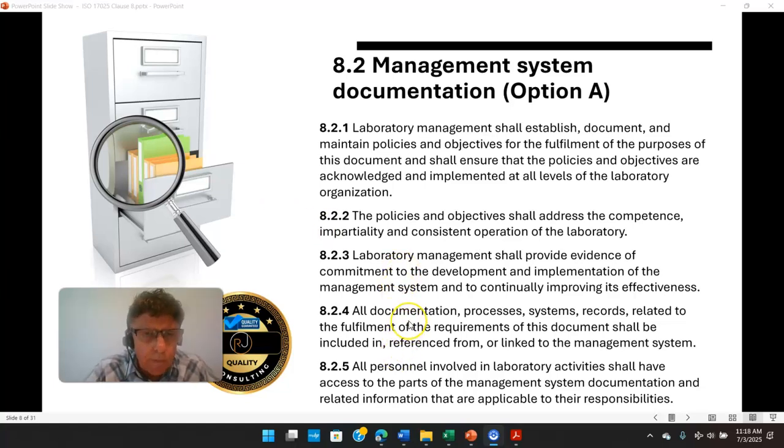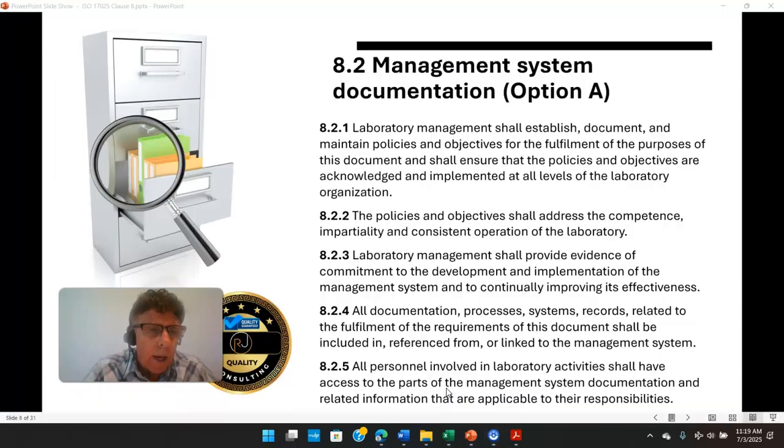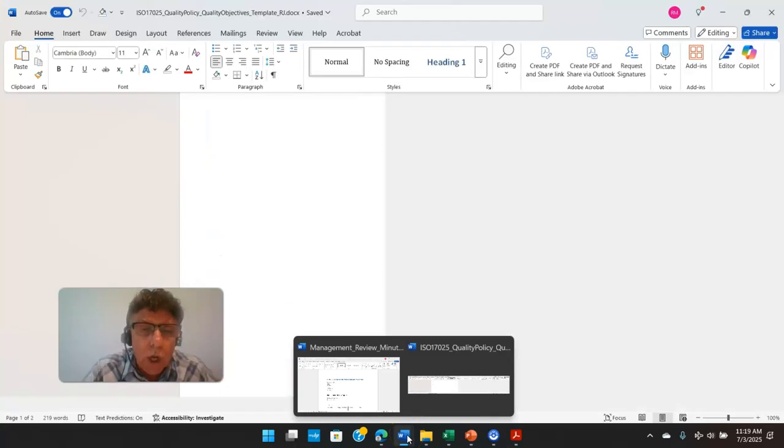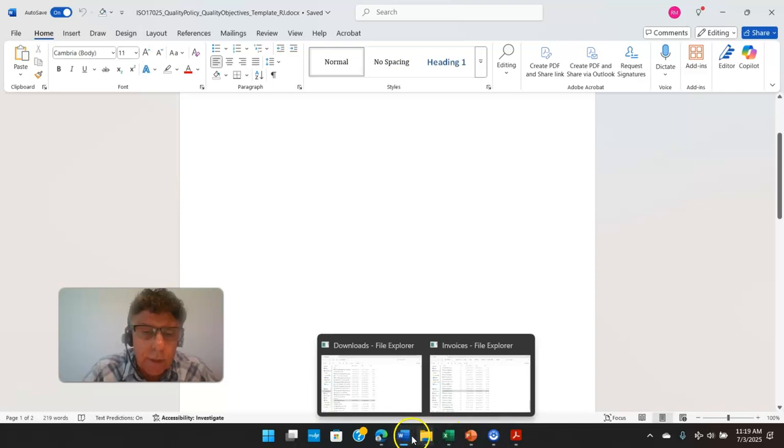So first of all, it would be applicable to have a quality policy of the laboratory that addresses, just like it says here, 8.2.2, the policy and objectives shall address the competence, impartiality, and consistent operation of the laboratory. So what does that look like? I'm going to show you an example of a quality policy, quality objective document that is actually available in my documentation package.